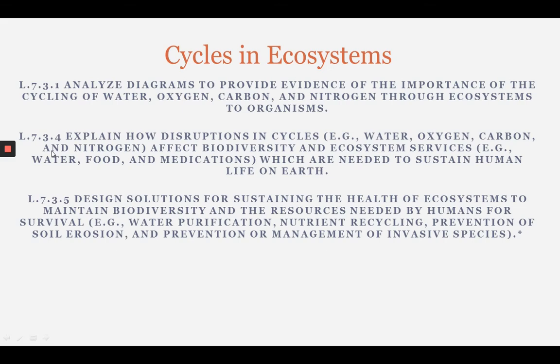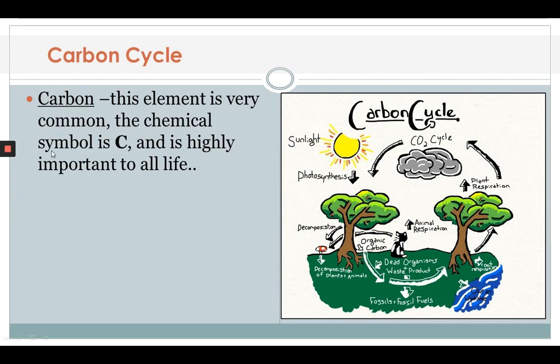Hello, we're going to continue with our look at cycles in ecosystems. In this video, we're going to look at the carbon cycle. Carbon dioxide and oxygen are continually absorbed and emitted back into the environment through the carbon cycle. In the atmosphere, carbon attaches to two oxygen molecules to create carbon dioxide, or CO2.